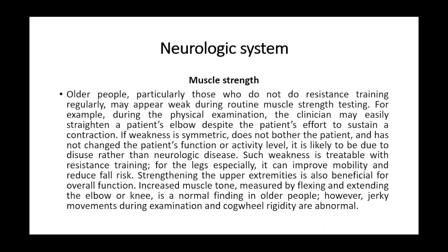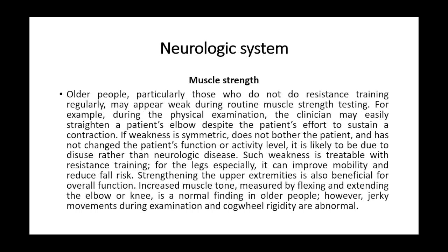Older people, particularly those who don't do resistance training regularly, may appear weak during routine muscle strength testing. For example, during the physical examination, the clinician may easily straighten a patient's elbow despite the patient's effort to sustain a contraction. If weakness is symmetric, does not bother the patient, and has not changed the patient's function or activity level, it is likely to be due to disuse rather than neurologic disease.